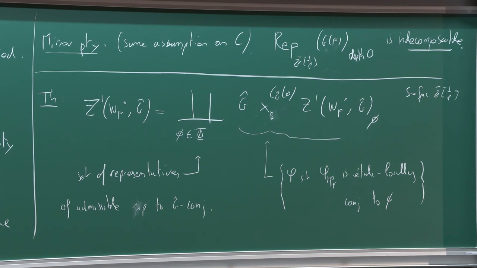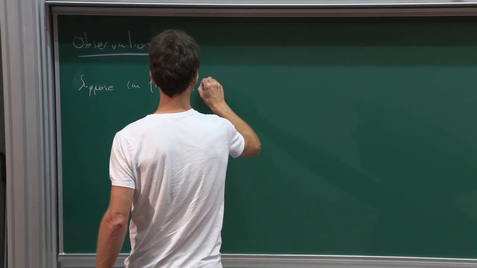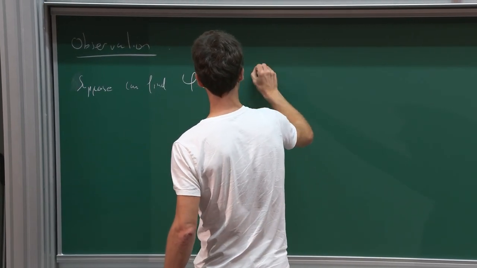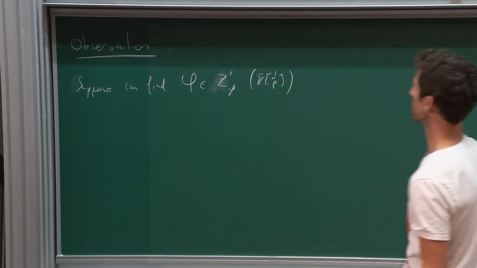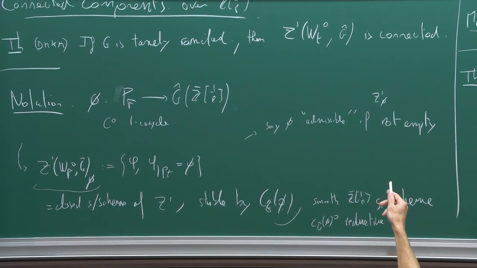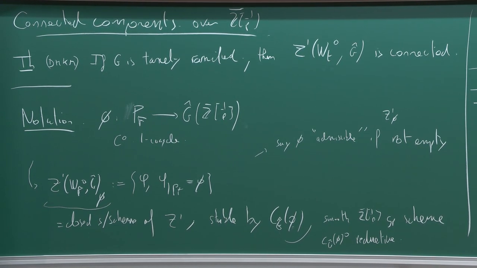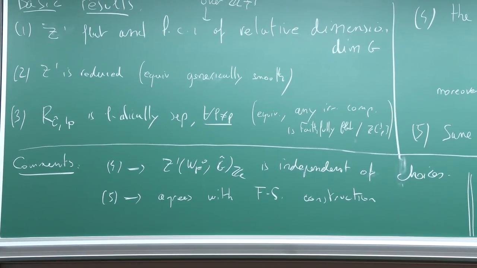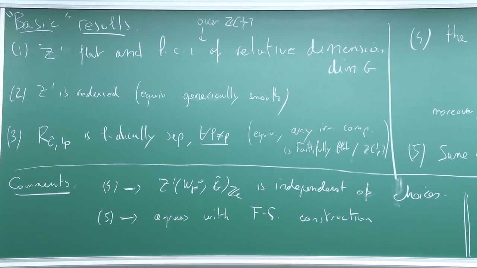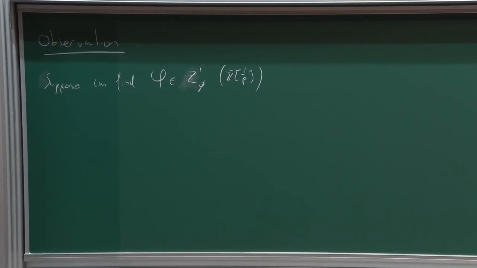Now I would like to make an observation. Suppose we can find some curly phi in Z^1_phi valued in Z bar 1 over p. It's not clear at all that there exists such a thing. If phi is admissible, the scheme is not empty, but maybe it is concentrated in one prime, or it may not be faithfully flat a priori. I told you just before that it is faithfully flat, but at this point we don't know yet, because the proof uses part of this. So suppose we can find some phi like this.